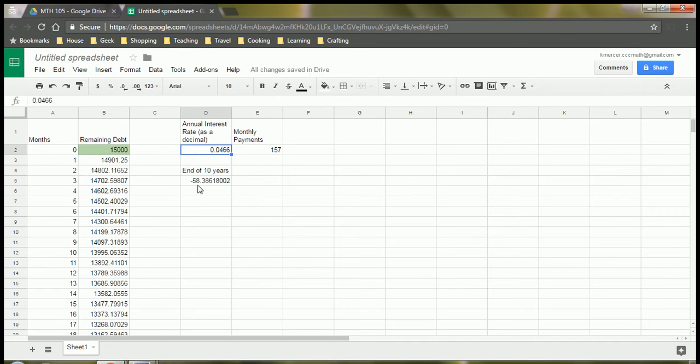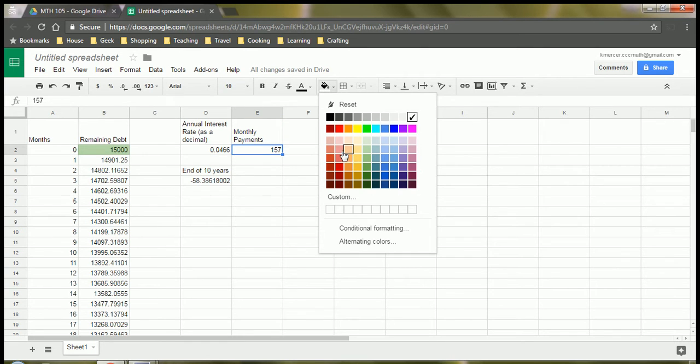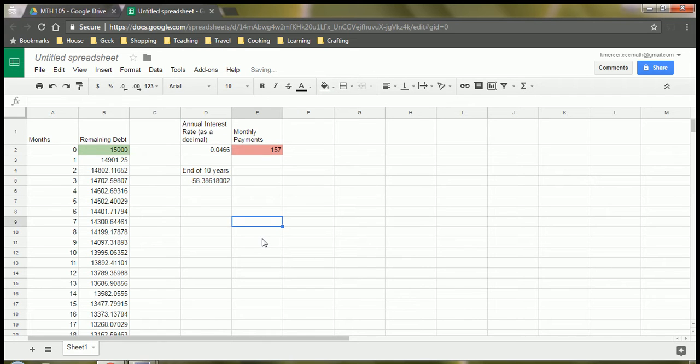You have your annual interest rate. That isn't necessarily something you're going to be changing, but your monthly payments might be changing. So let's make that another color, like pink. And then figuring out how much you have at the end of that time was another feature that we were using.